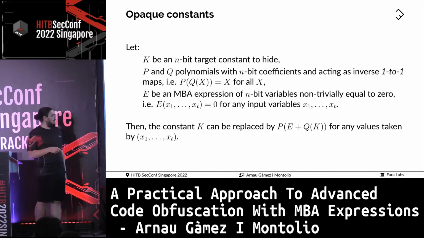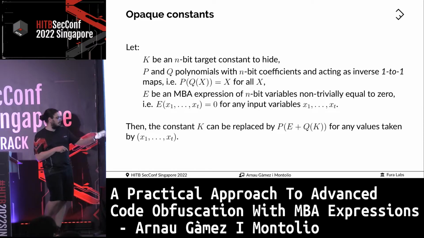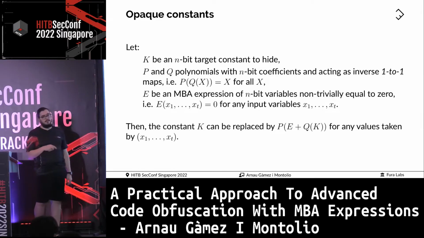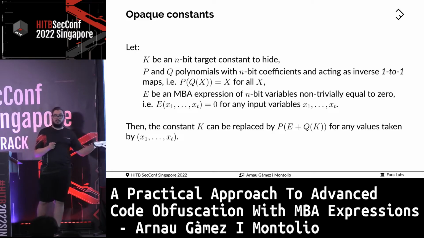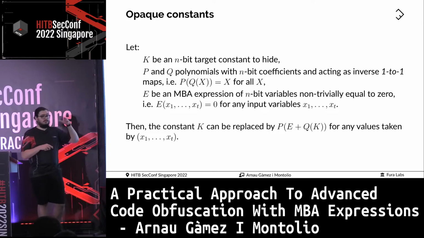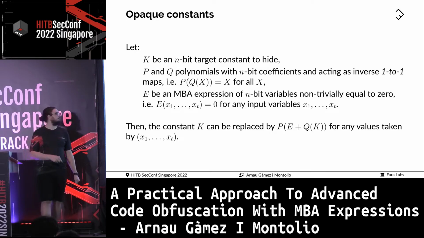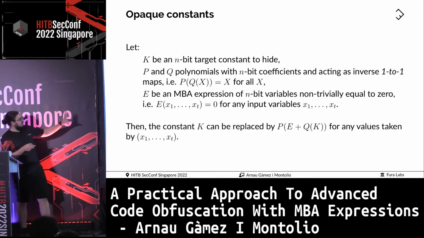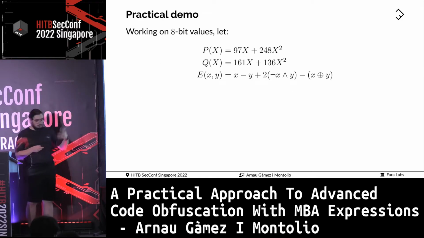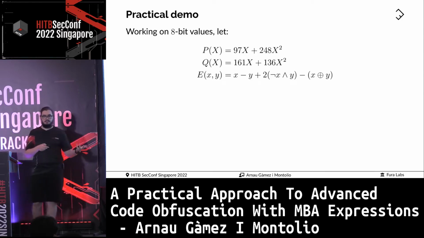And again, this will be an expression, a function if you want, on the number of variables of the MBA expression. And there can be any number of variables. We don't care because it's always evaluating to 0. Okay, having this here, let's actually build one. Let's see a practical example of that.